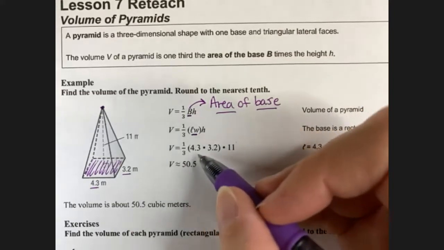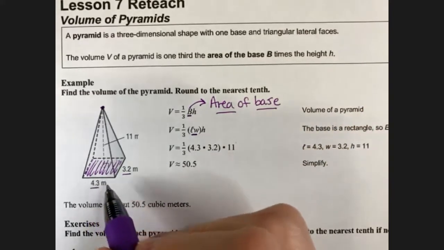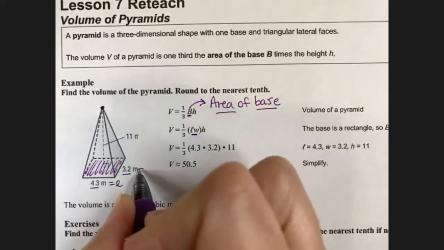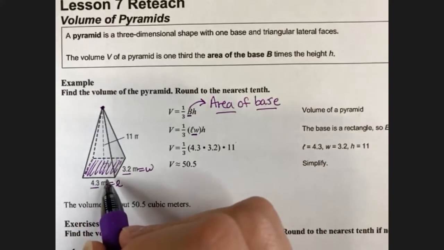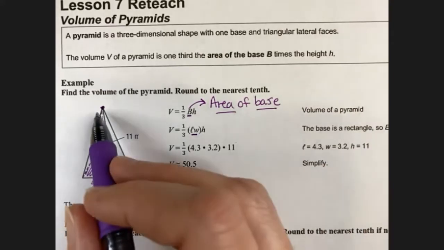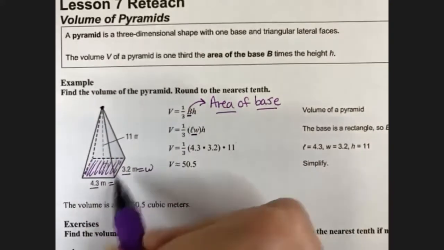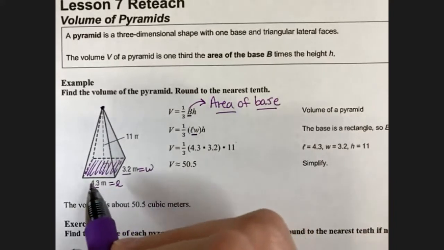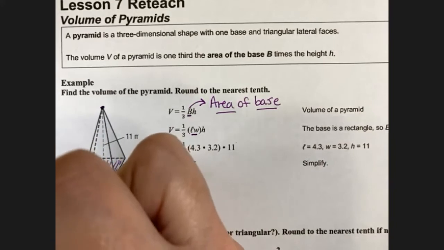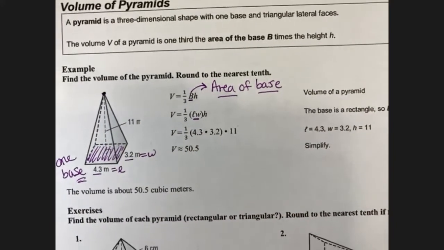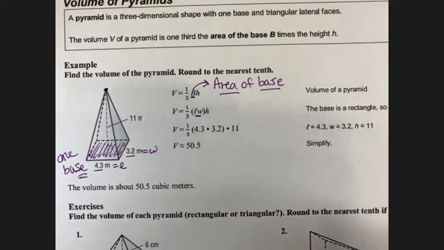So we have 1/3. The length is 4 3/10 right here. The width is 3 2/10. That's our base. Our base is the shape that is not the triangles going up to a point, and that's a good way to remember which one is the base. There should only be one base. There's only one base on any pyramid in the world. It doesn't have to be sitting on it. It can be sitting on a side, but most of the time pyramids are sitting on their bases.